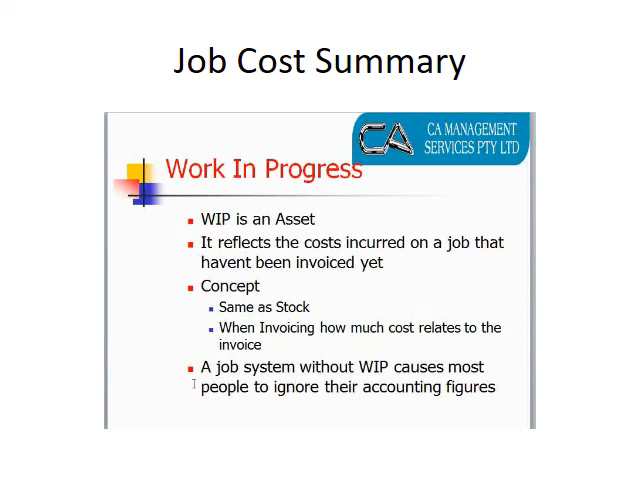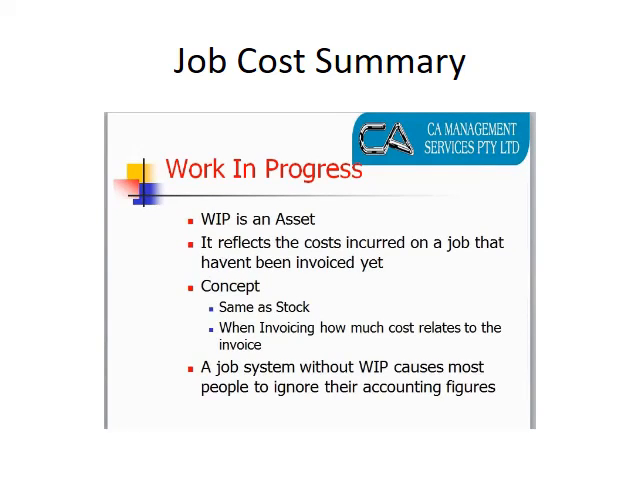The challenging thing is a job system without work in progress can cause people's accounting figures to get a bit out of control. Mainly because as you incur expenses against that job, those expenses come in and the P&L for the month is actually going down, and then when you bill it potentially next month, you get all the revenue in one month. So what work in progress is all about is evening those ups and downs.